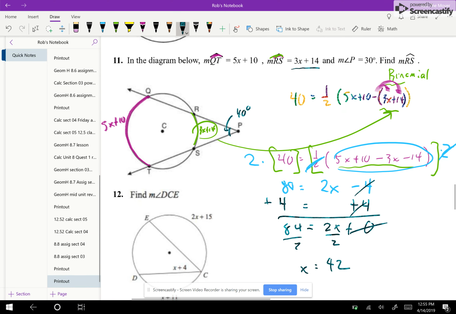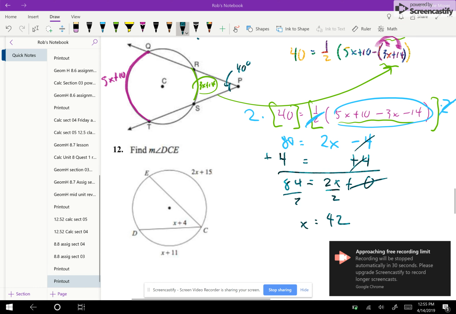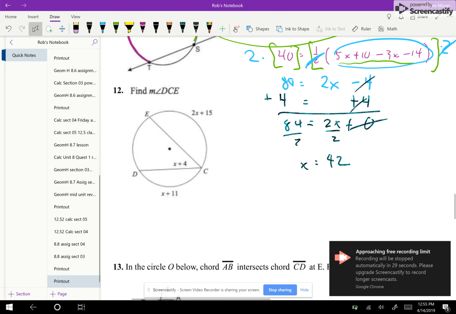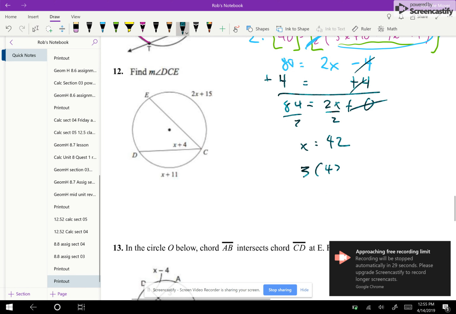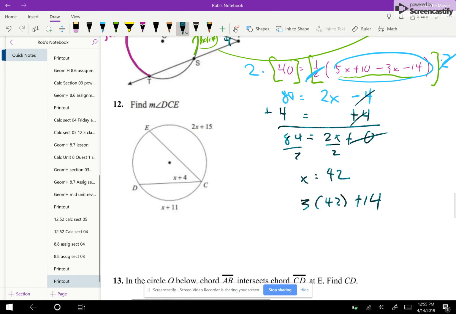Okay, take a second, take a deep breath, look back. Does that solve my question? I wasn't asked to find x. I was asked to find arc RS, which was my 3x plus 14. Okay, so 3x plus 14 is going to be 3(42) plus 14. That's the measure of arc RS. So that's 126 plus 14 is 140. Okay.